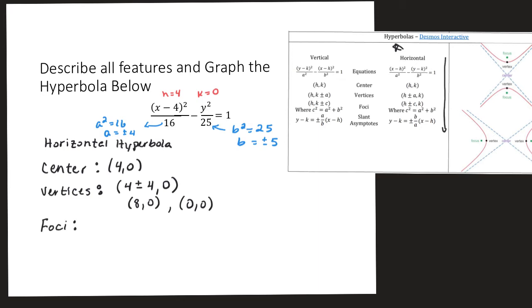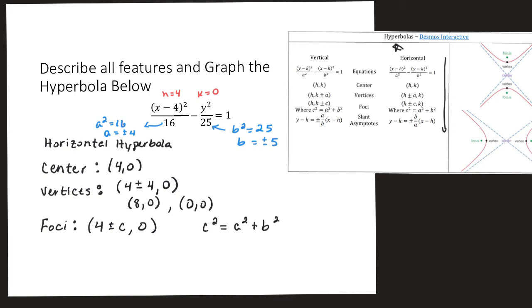To find my two foci, I'm going to need H plus or minus C. So my 4 plus and minus C, comma, K. And I need to find my C value. Similar to ellipses, hyperbolas have what's called a Pythagorean relationship, which is about the distance between the foci and the center. You can find this by doing C squared is equal to A squared plus B squared.